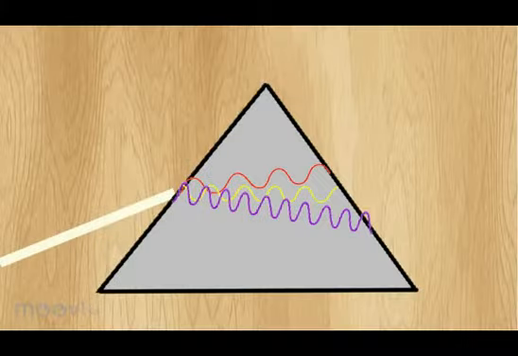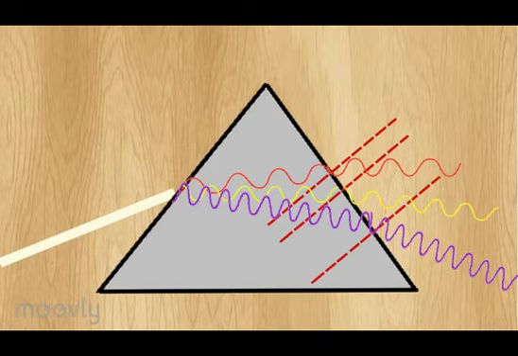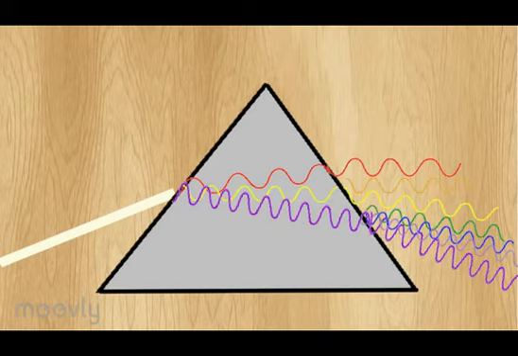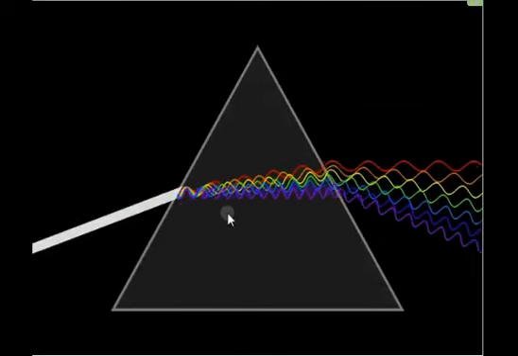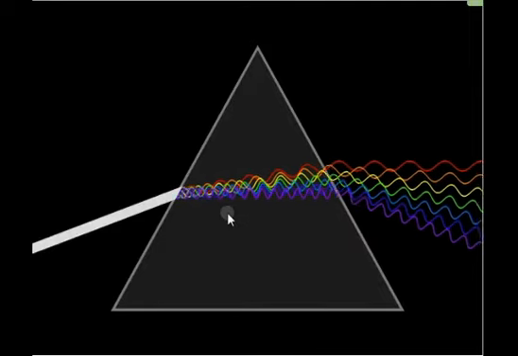So here you can see red light is a little bit turned downward. Again, yellow more and violet even more. So here you can see the 7 colors are scattering even more. That is how a white light scatters out of a prism.